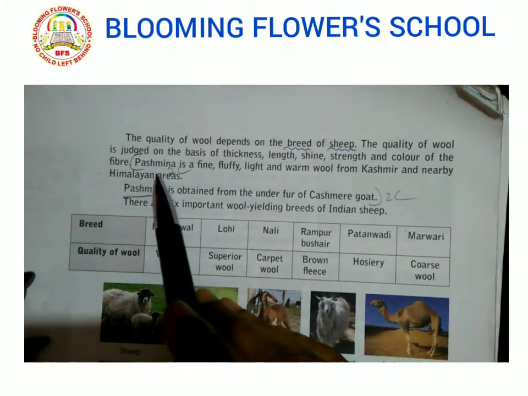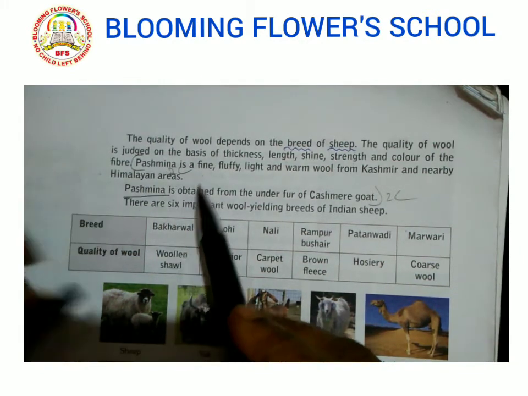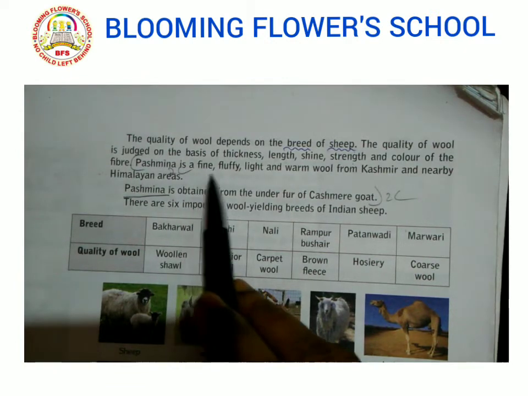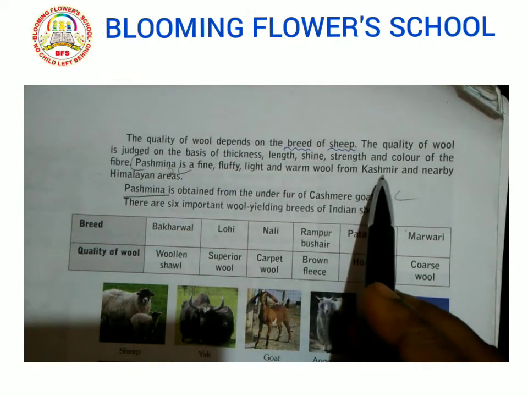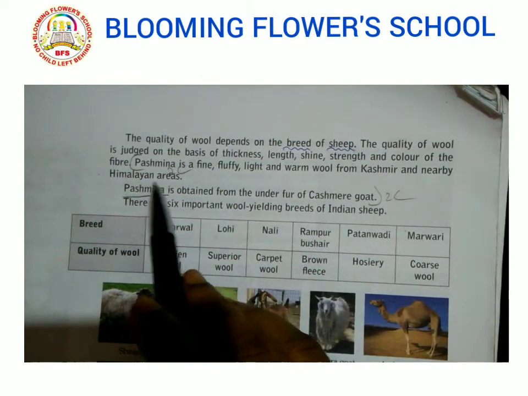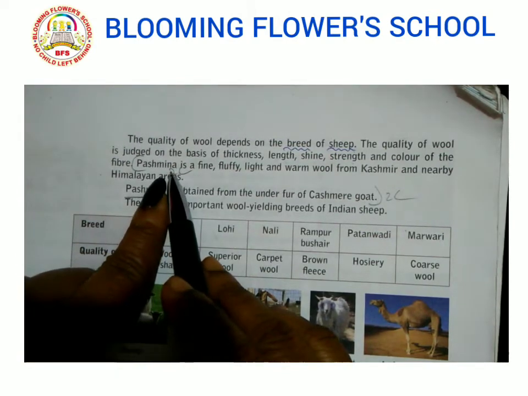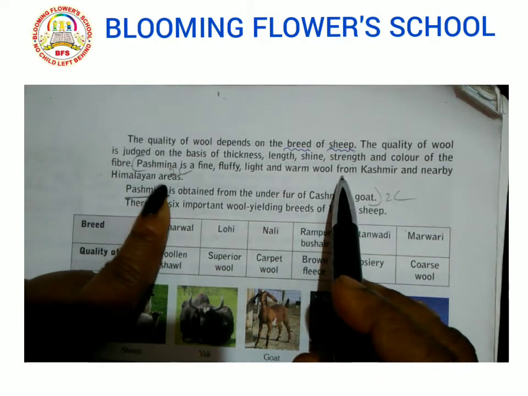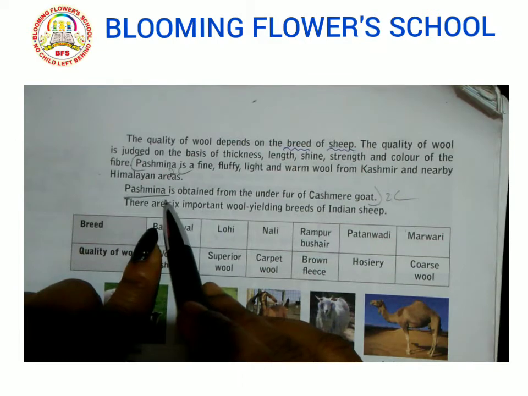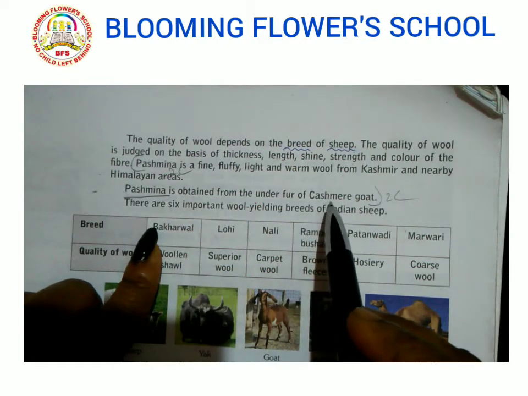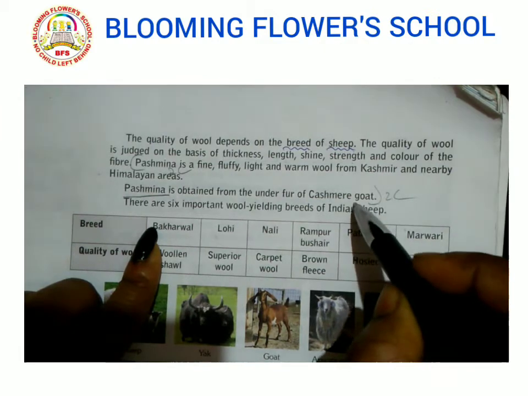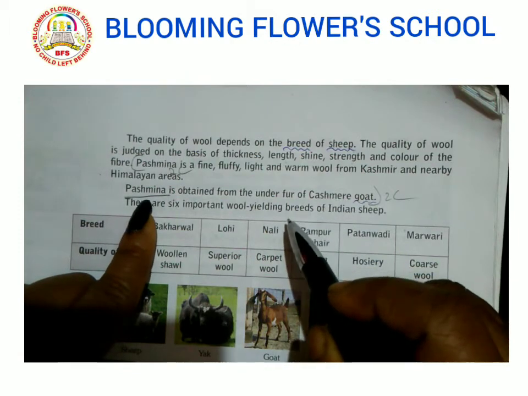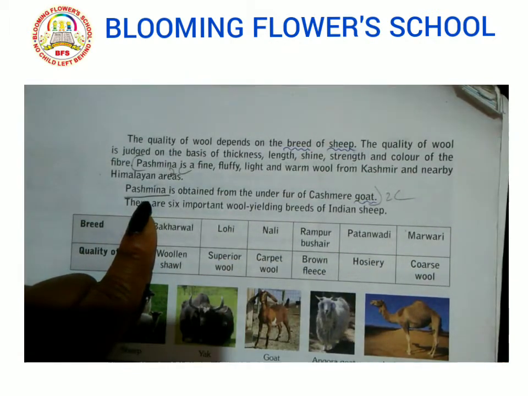In the same way, pashmina. What is pashmina, beta? Pashmina is a fine, fluffy, light and warm wool from Kashmir and nearby Himalaya areas. So Pashmina is the best quality because that is a breed kind of wool which we are getting from Kashmir. Pashmina is obtained from the underfur of the Kashmiri goat. Here the animal is goat whose fur we are using for making Pashmina. This is a name given for that particular fiber.